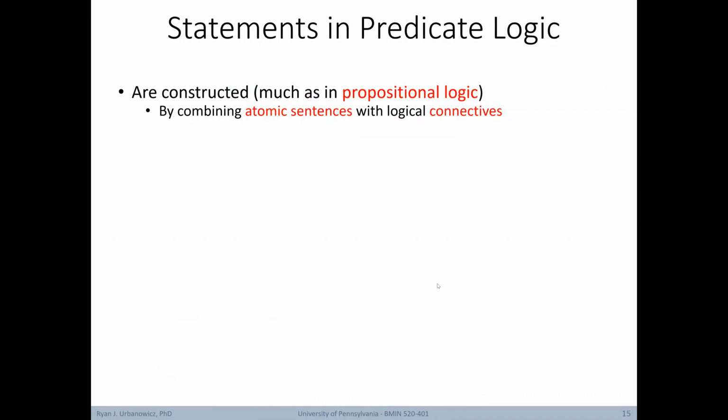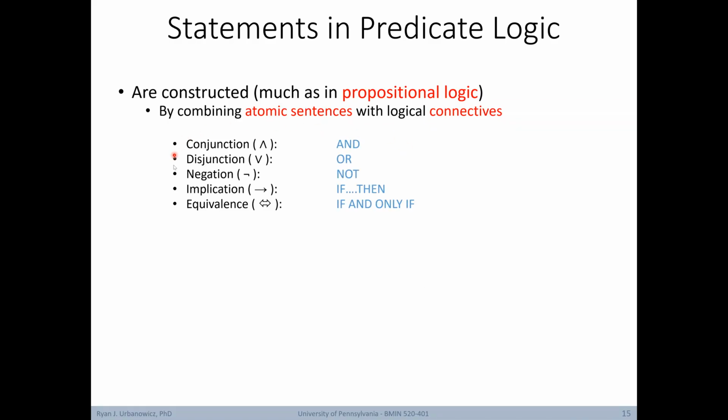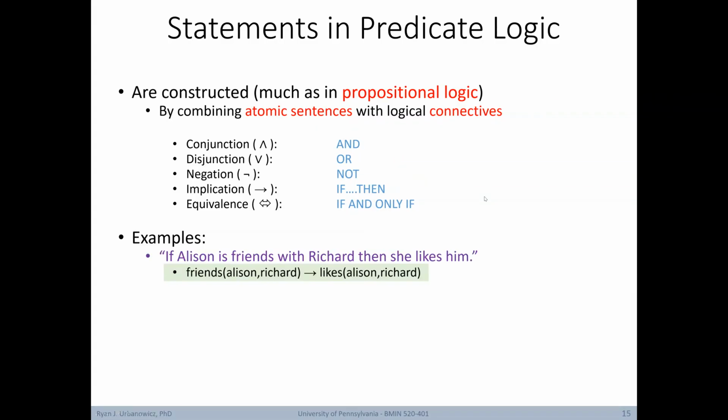Statements in predicate logic are constructed much like they are in propositional logic. In other words, by combining atomic sentences with logical connectives. Predicate logic inherits the same connectives that we learned in propositional logic. Here's our first example of a statement built in predicate logic. Our original text is, "If Allison is friends with Richard, then she likes him." Here we combine two predicates with an implication. Both the predicates friends and likes describe a relationship between Allison and Richard.